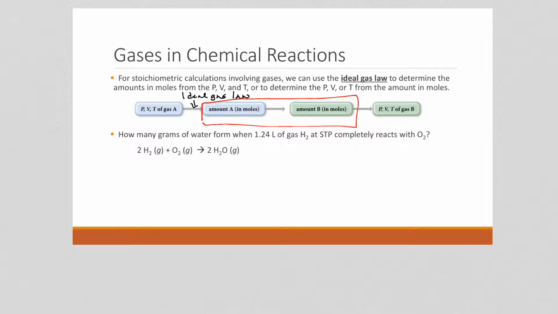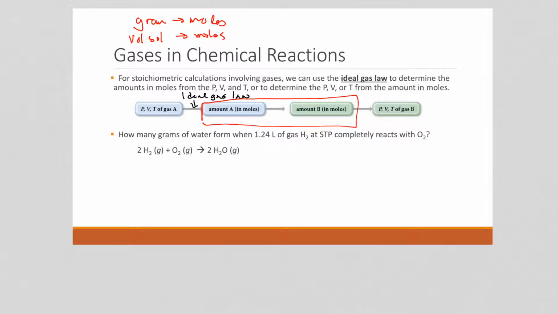So far we learned how to go from grams to moles using the molar mass. And last chapter we learned how to go from volume of a solution to moles using the molarity. And now we're learning how to go from the pressure, volume, and temperature of a gas, things that we would commonly measure about a gas, into moles using the ideal gas law.